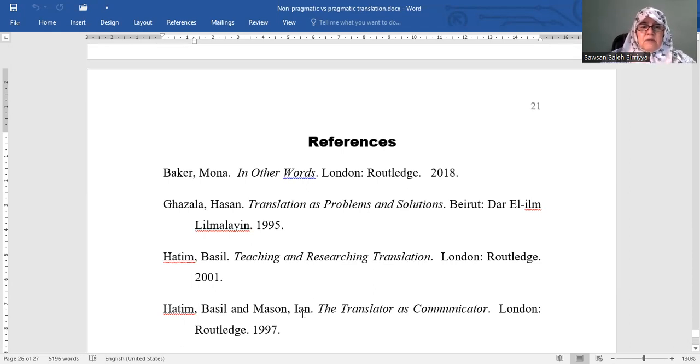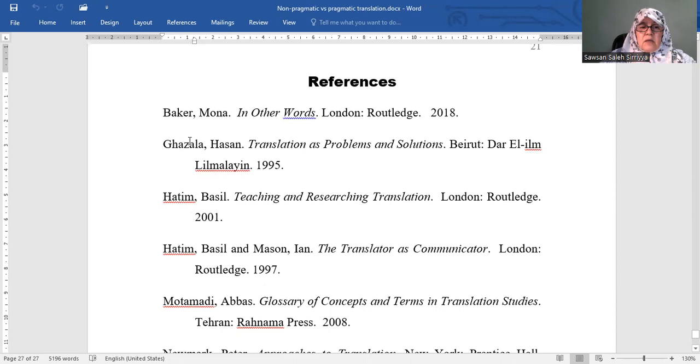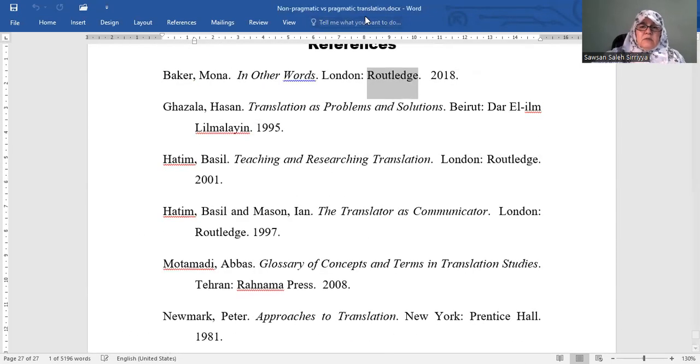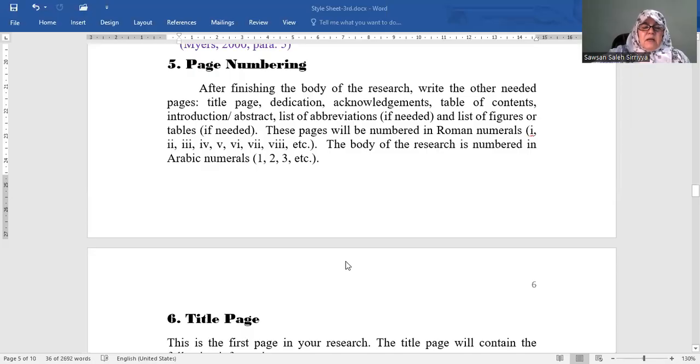You see how the references are written? They are hanging. This is the author. This is the title of the book. This is the city. And then you have the publisher, then the year. If it is something online, unfortunately, the student doesn't have online sources. So this is how the pages are numbered.